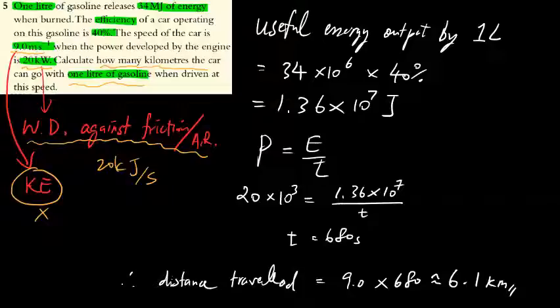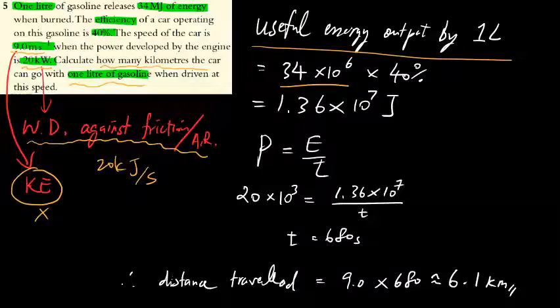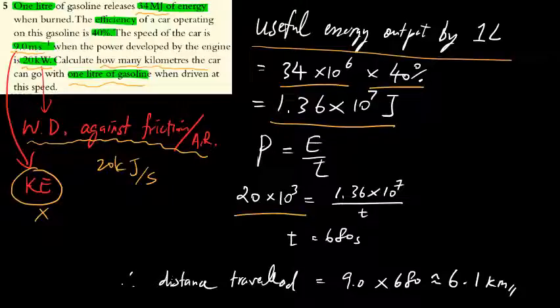By calculating the useful energy output by 1 liter, you look at the original information, 34 megajoules. So 34 megajoules times efficiency. So this is the useful energy. And since the power is given as 20 kilowatts, you then basically write the energy over time in that case.